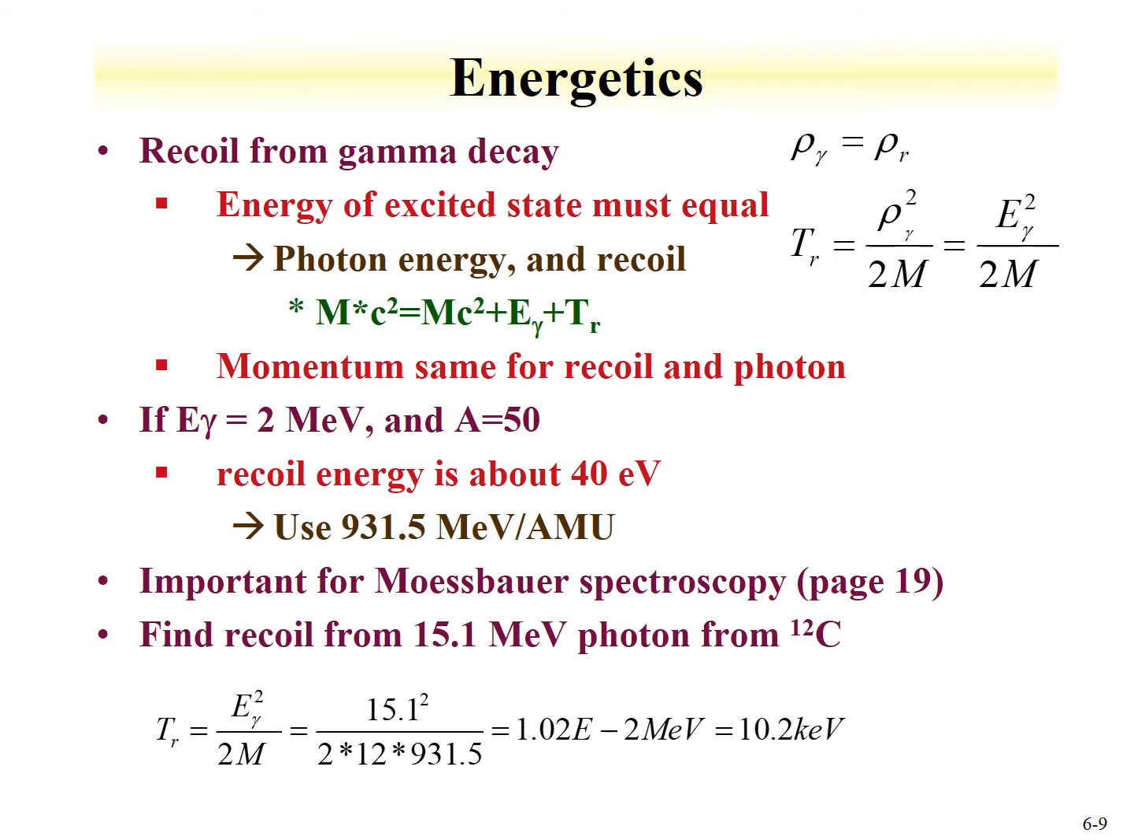And as another example, if you look at a rather large deexcitation, a 15 MeV photon emitted from carbon-12, you can see that you can have a very large recoil from this state.